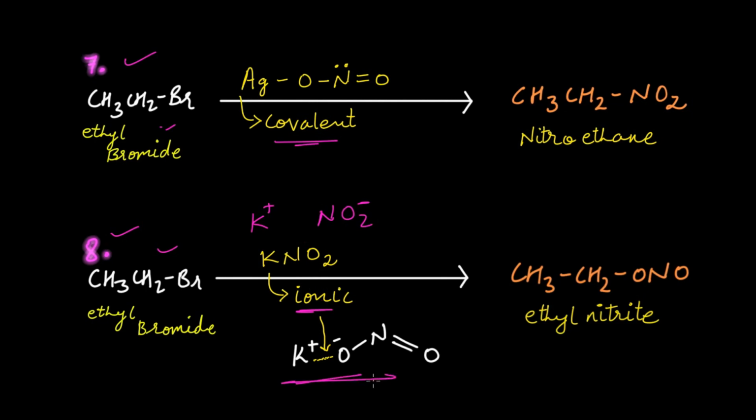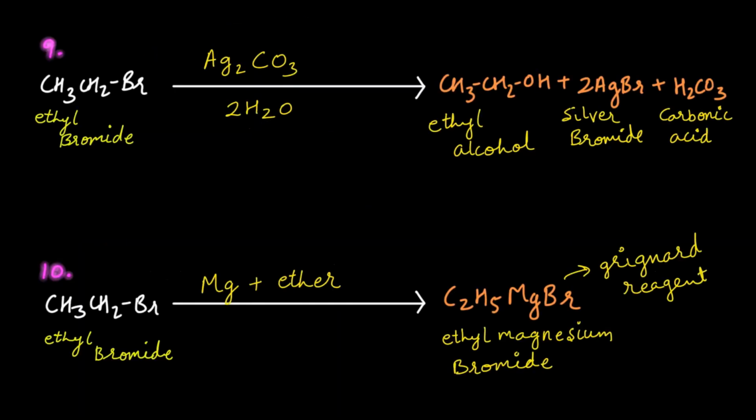Look at the structure given below. Negative charge will be on oxygen, and in this case this is covalent in nature, so the lone pair will attack. In this case nitrogen will form a bond with the carbon, and in the second case oxygen will form a bond with carbon. The reason, you can see that oxygen here has a negative charge and it will attack. So in this case covalent character and ionic character will decide the nature of the product. So in the seventh reaction you will get nitroethane, and in the eighth reaction you will get ethyl nitrite, right? I hope this is clear. Let's move to the next.